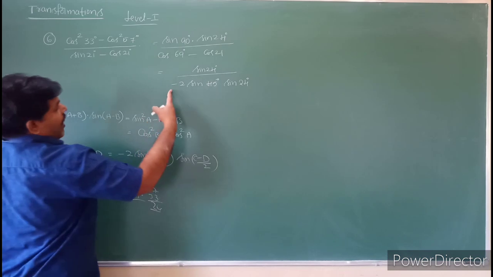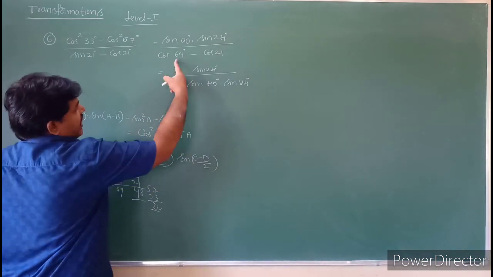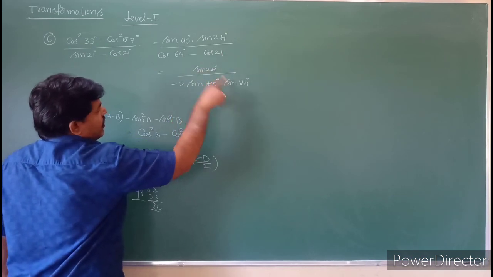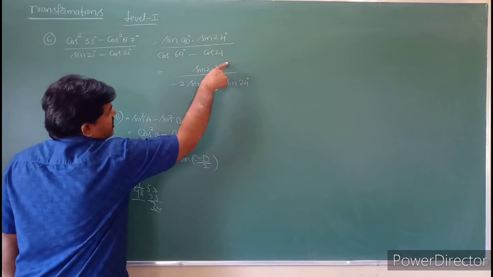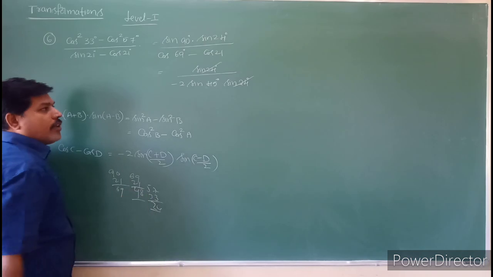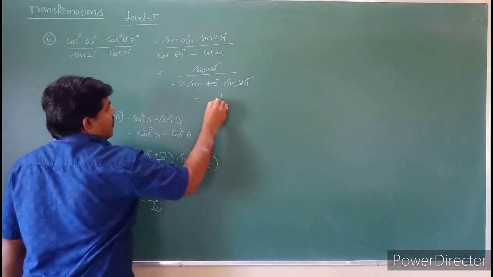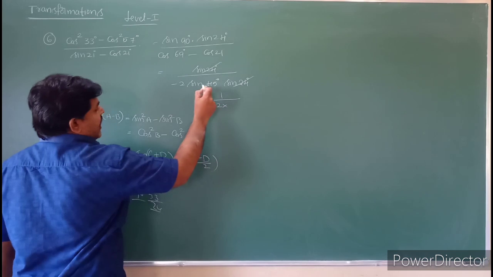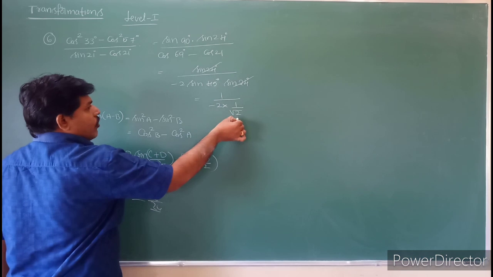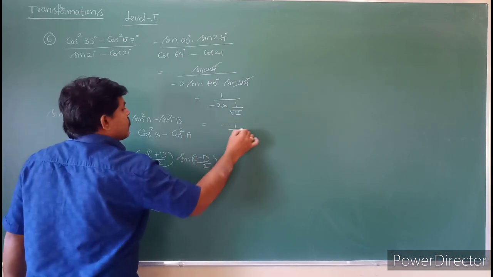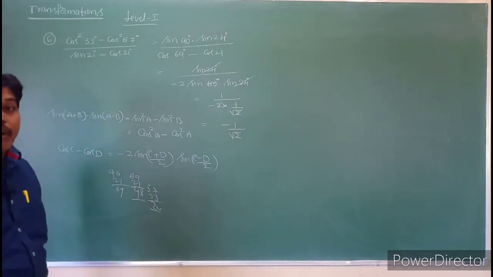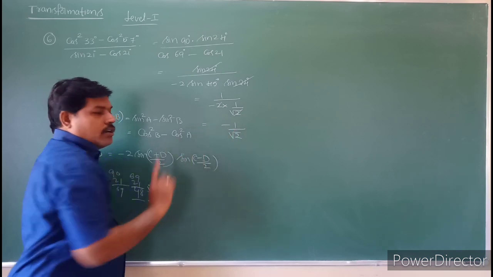48 by 2 is 24 degrees. So that is minus 2 into sin of (C plus D) by 2, 69 plus 21 is 90, 90 by 2 is 45 degrees, into sin of (C minus D) by 2, C minus D is 48, 48 by 2 is 24 degrees. Do you understand that? So sin 24 and sin 24 will be cancelled. So this value will become 1 by minus 2 into sin 45, and sin 45 is 1 by root 2. So 2 by root 2 is nothing but root 2, so it will become minus 1 by root 2.